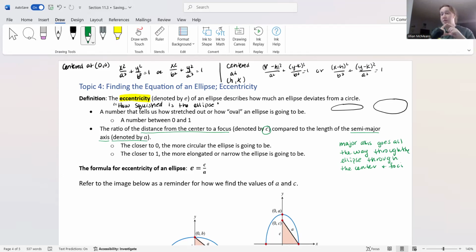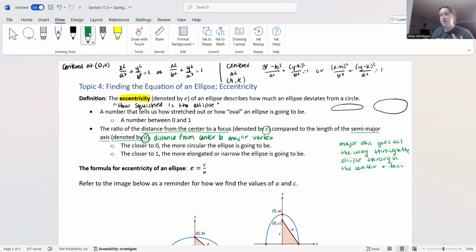So if we're talking about the semi-major axis, what we're really talking about is just a secret way, a really fancy, hoity-toity way of saying, hey, we're looking for the distance from the center to one of the major vertex values. Okay, so this is really the distance from center to major vertex. We know that to be the value A.